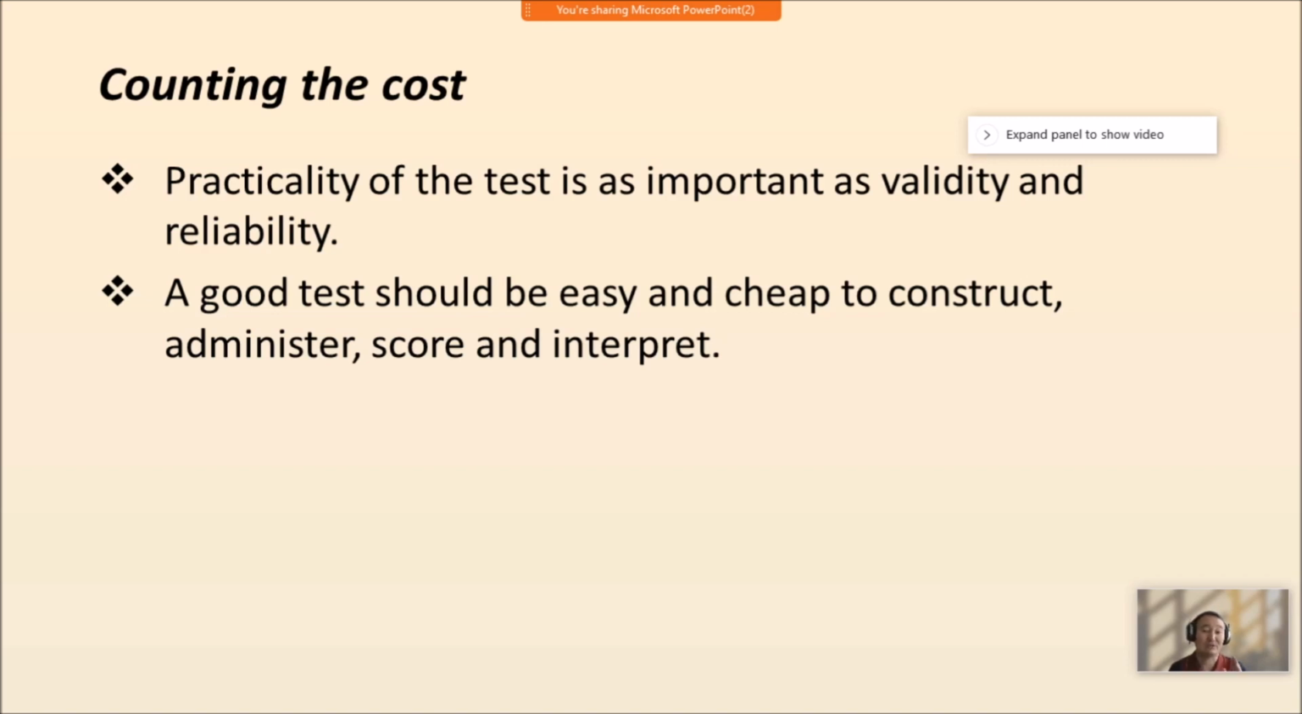So a good test should be easy and cheap to construct, administer, conduct, score, evaluate, and interpret the results. So how difficult it was, what topics students find difficult, for example. So you must always interpret test results. You shouldn't only give the grades, but you should also evaluate, right? Analyze the results.